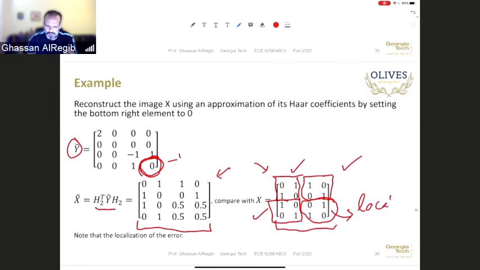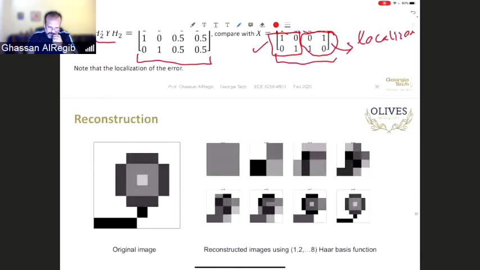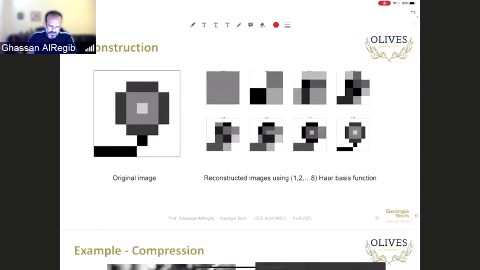So localized, meaning that the impact of this coefficient being an error is limited to a certain local region in the image. It does not propagate to the entire image. And so that's really a feature in this case. So here is the original image. This is from the Petrou and Petrou textbook. This is the original image. As you can see, it has certain structure.